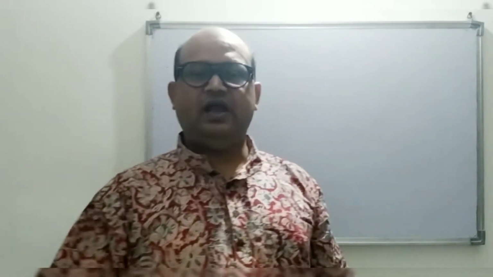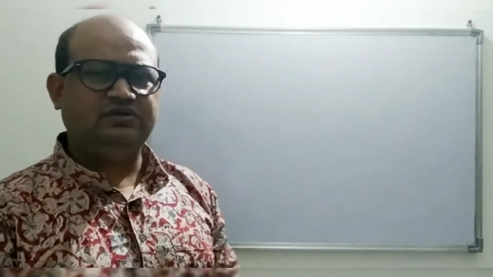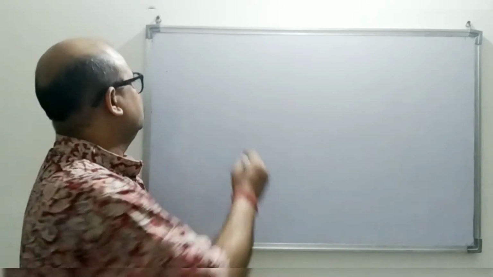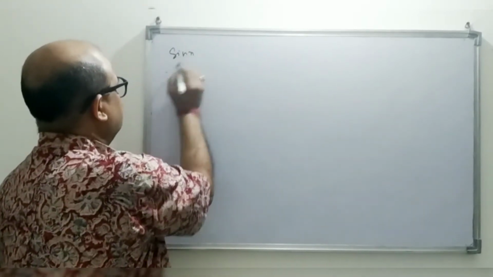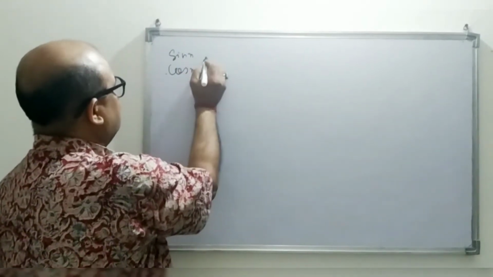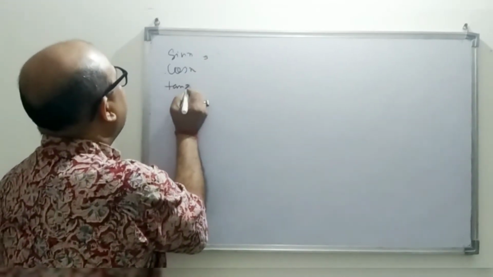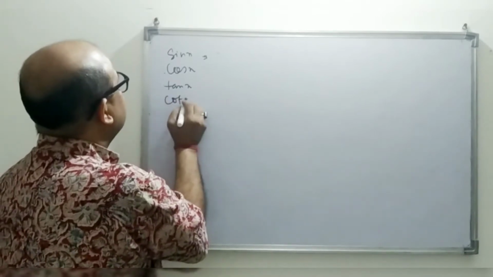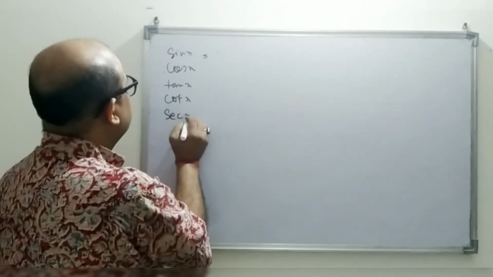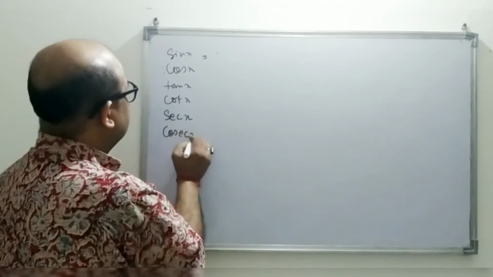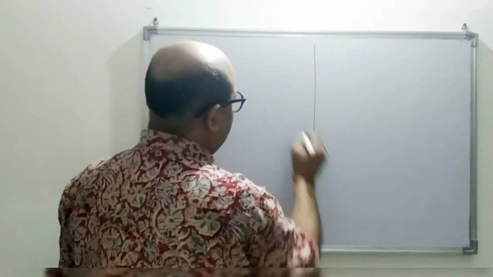Hello everyone. Today I'll teach you some basic trigonometrical functions and some identities. Functions with trigonometrical ratios. What are trigonometrical ratios? There are basically 6 trigonometrical ratios: sin x, cos x, tan x, cot x, sec x, and cosec x.